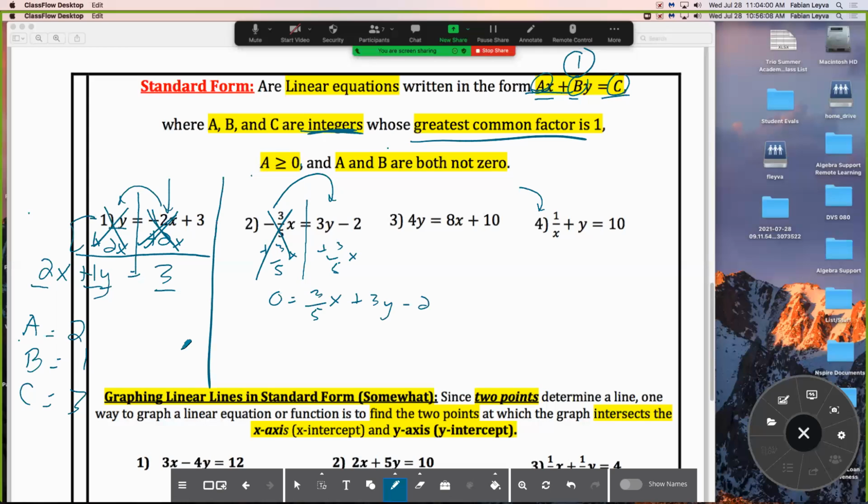Now you clearly see here that my x and y are on the same side, but notice that that C, that constant, is not on the other side. So I'm going to go ahead and add 2 to both sides to end up with 2 is equal to 3/5 x plus 3y. Now keep in mind that it doesn't really matter which side your x and your y are on, as long as you have them on the same side. Notice that I kind of flipped them to the other end. That's going to be okay. Let me write that 5 a little neater.